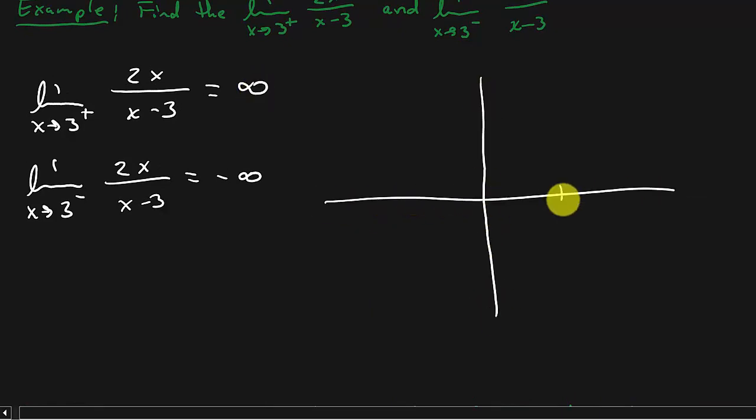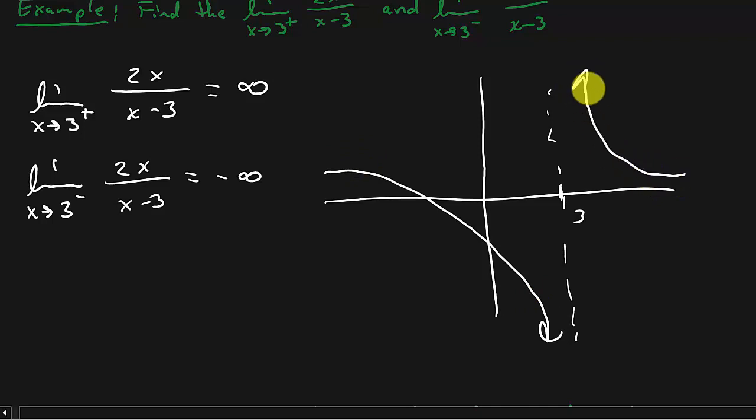And if we drew this graph, we know there's a vertical asymptote here. So this graph, what would it look like? Well, it would look something like this. Okay, see, as we come in from the right, it's going to infinity. We got that from here. As we're coming in from the left, it's going to negative infinity. All right.